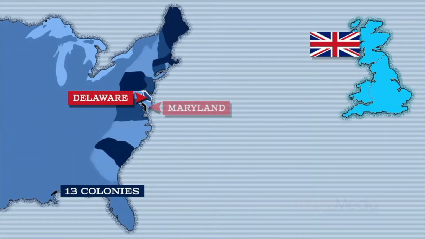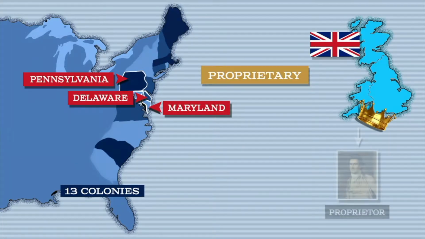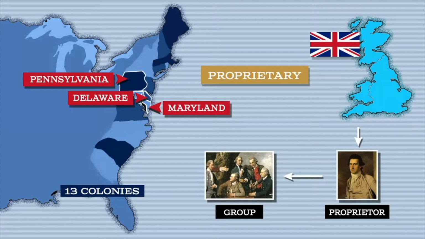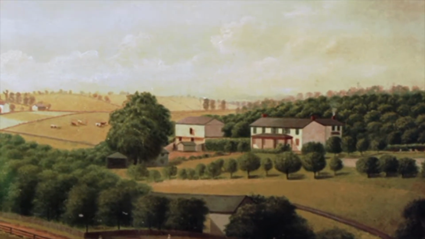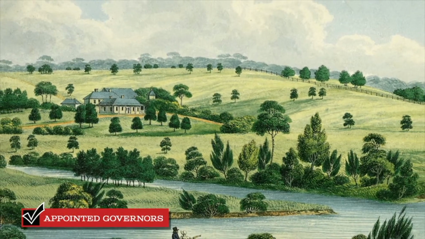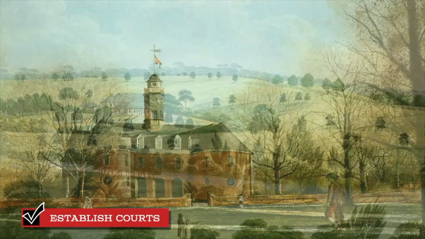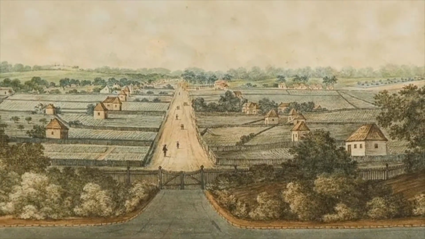Delaware, Maryland, and Pennsylvania were proprietary colonies. In a proprietary colony, the British Crown granted a province to proprietors. A proprietor could be an individual or a group authorized to settle the province at their own expense. The proprietors owned the land and were granted full rights of self-government. Proprietors appointed governors and had the authority to establish courts, develop towns, and collect land taxes to recoup their investment.